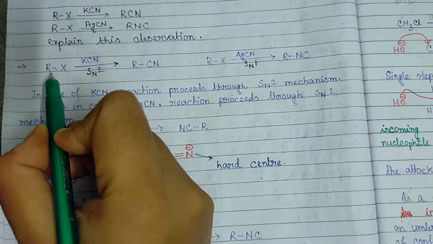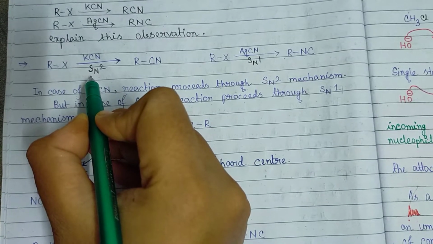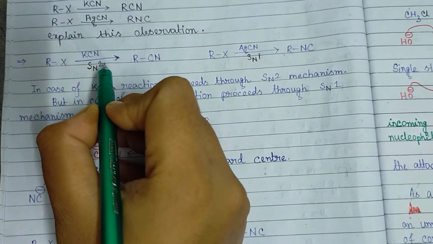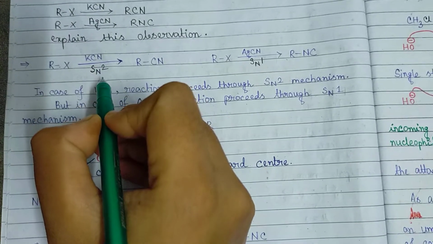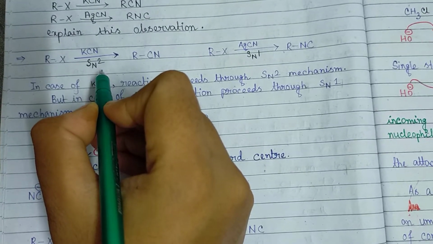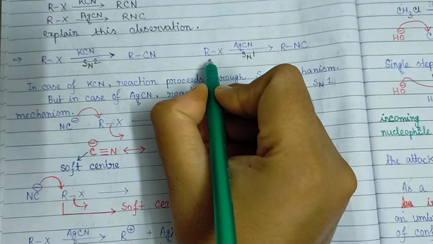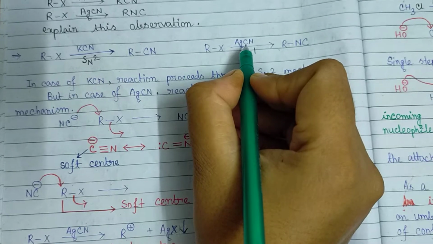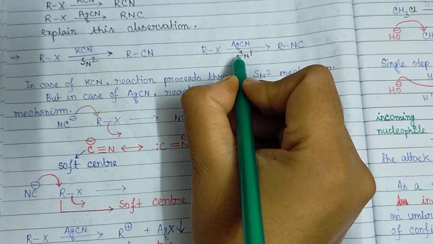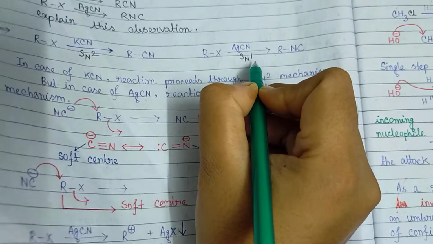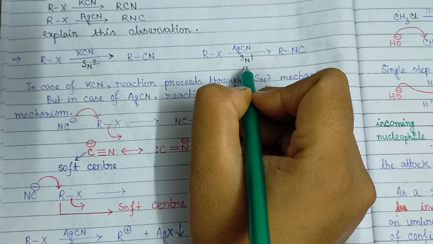We can see that in case of RX, that means alkyl halide and potassium cyanide, the reaction follows the path SN2. What is SN2? SN2 means substitution nucleophilic bimolecular. That means this is one type of nucleophilic substitution which has molecularity 2. And in the case where alkyl halide reacts with silver cyanide, the reaction follows the mechanism SN1, that means substitution nucleophilic unimolecular, the nucleophilic substitution which follows the path by molecularity 1.